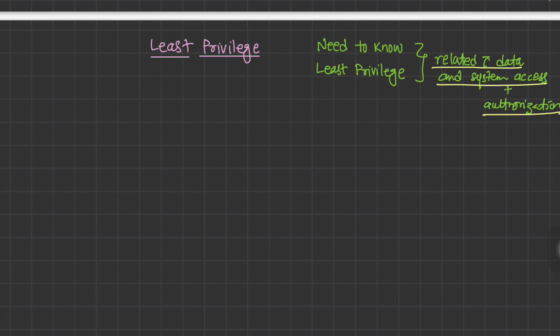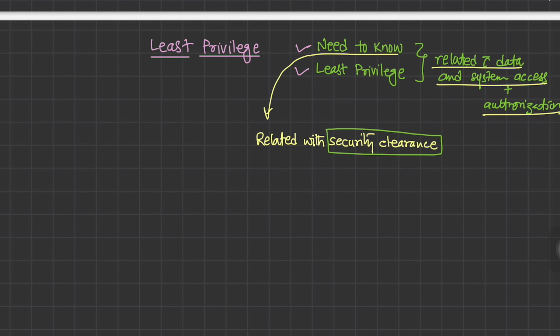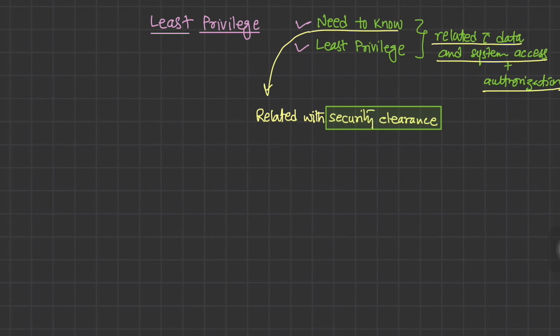Now what is need to know? Need to know is closely related with security clearance. Imagine a person who joins any organization, government or corporate organization. Based on the job role, he is given a security clearance. Security clearance is mostly used in government organizations, but I will use this example to demonstrate the principle of need to know. So need to know is related with security clearance.